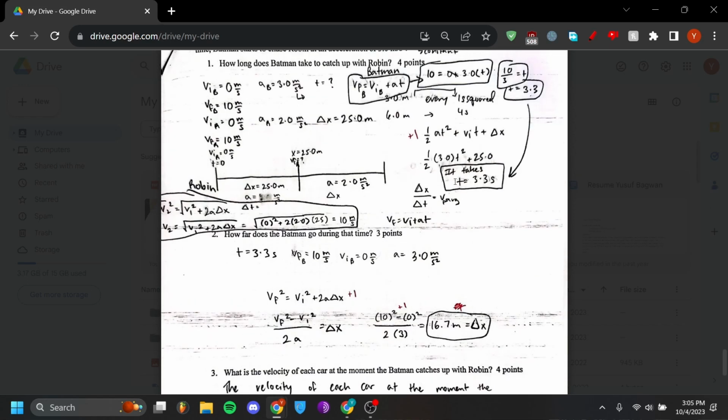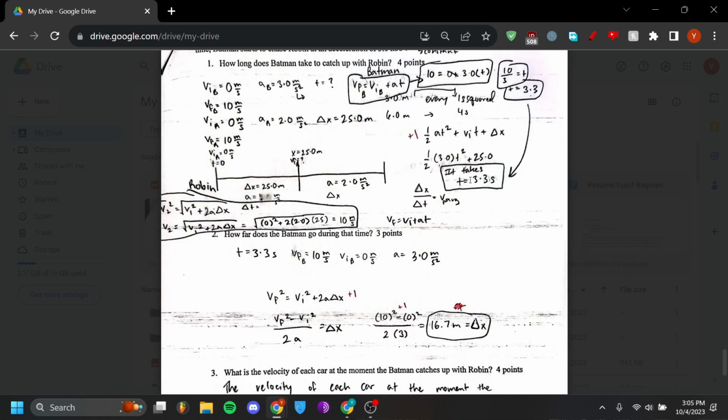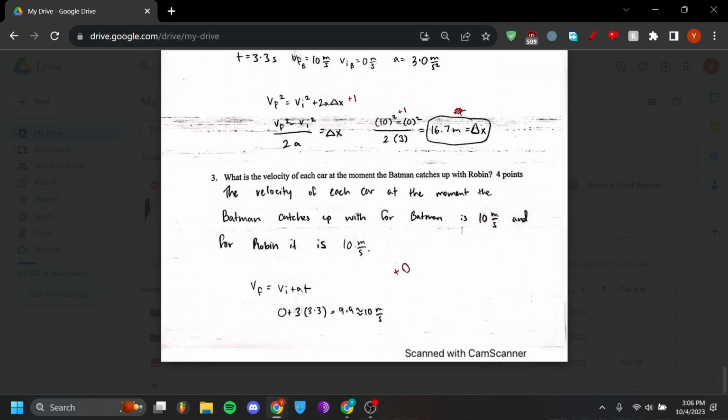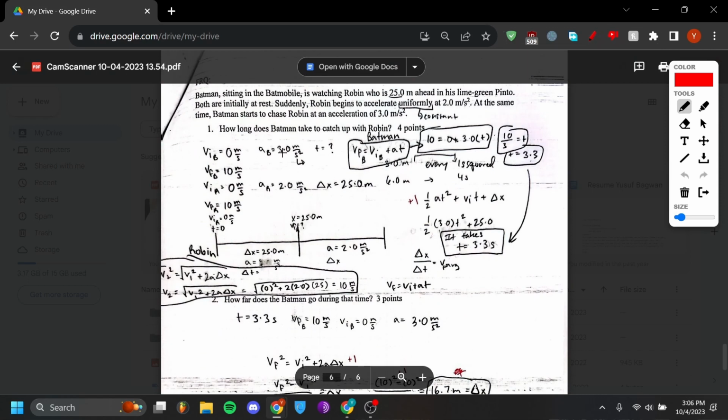Yeah, I didn't know how to do this. I could tell from the work I just did right there. Anyway, how long does Batman take to catch up with Robin?